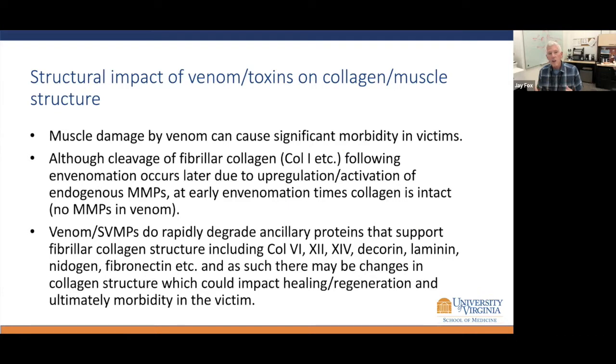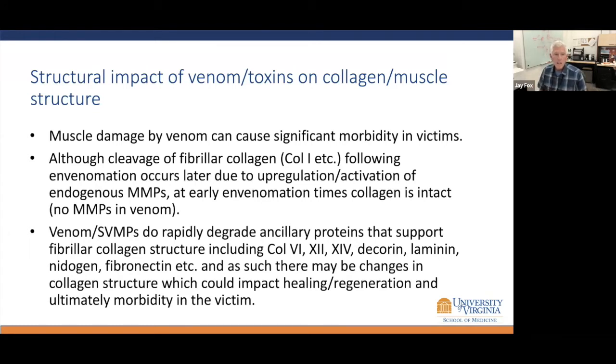Although the cleavage of the fibril collagen during envenomation is not immediate, it does occur later on in the sequela of the pathophysiology, as shown by ourselves and others, where you do see eventual collagen fragments being produced. But those are likely due to the endogenous MMPs either being synthesized or activated over time, because there's really very little, if more likely no, fibrillar collagenolytic activity in venoms.